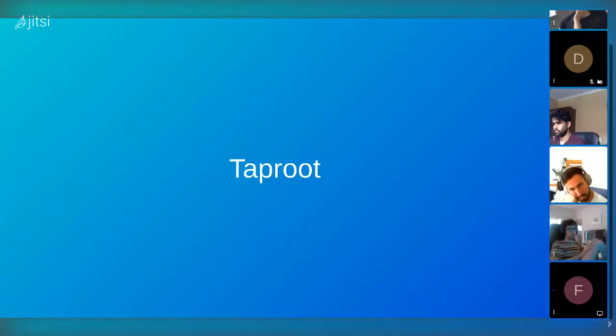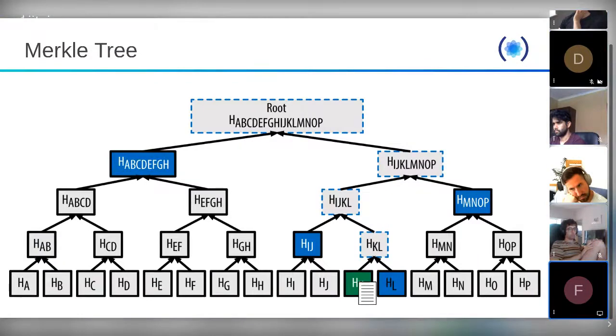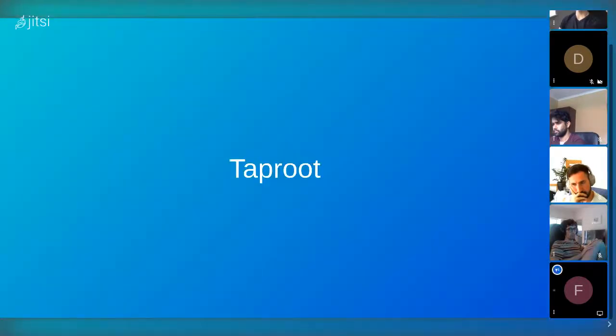Quick question. The script here, is that a hash of the script, or is it the actual script? Well, you start with the actual script, and then you hash it, and you have your hash of the script. And the ordering is based on the hash of the script? Yes, correct. The hash is. Thanks. No worries. Okay, so now we can finally talk about Taproot.